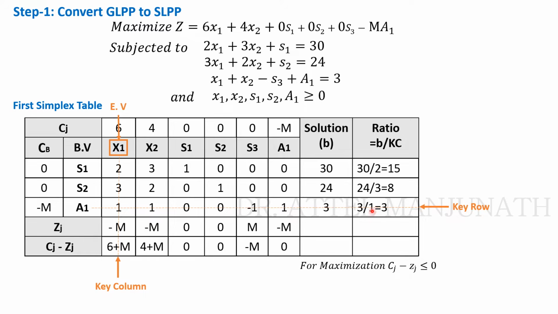This lowest value 3 becomes the key row here, and the variable in the key row, the artificial variable a1, becomes the leaving variable for the next iteration. x1 will be the entering variable, a1 will be the leaving variable, and the intersection of the key row and the key column gives the key element. Here the key element value is 1.